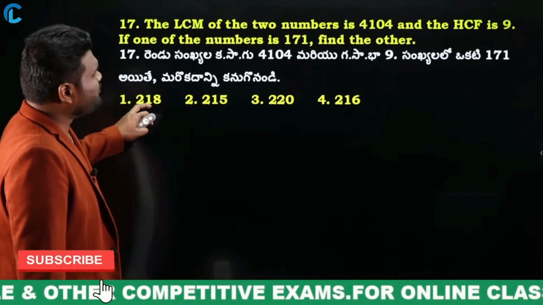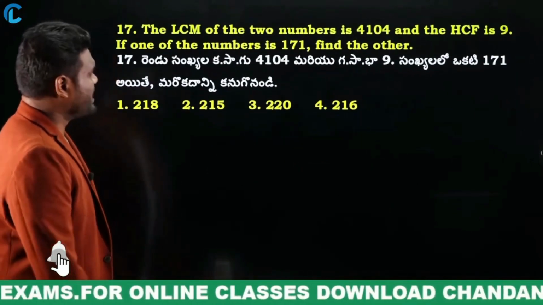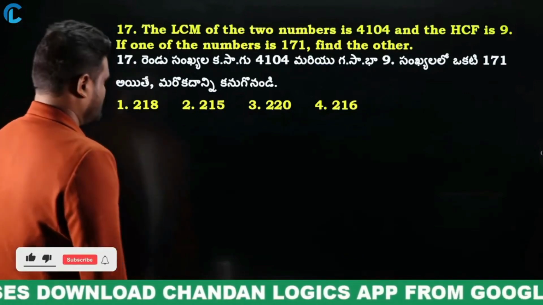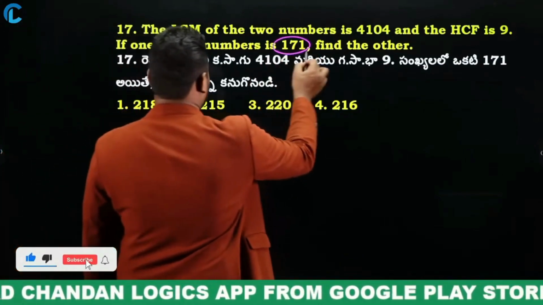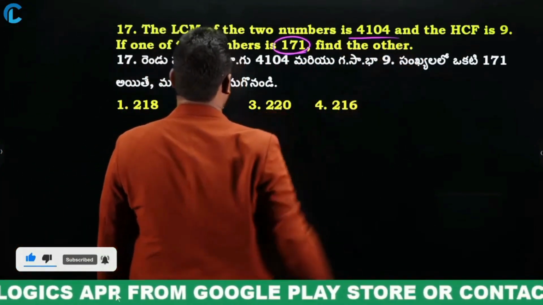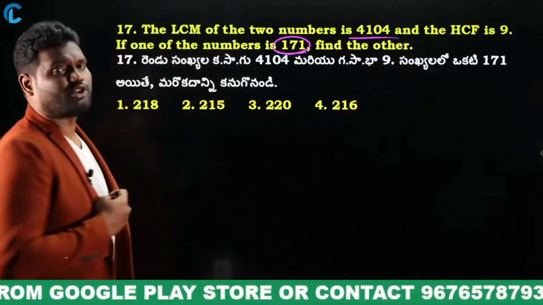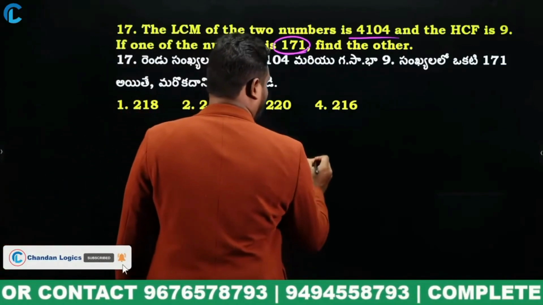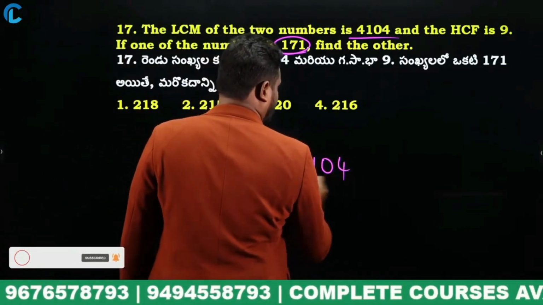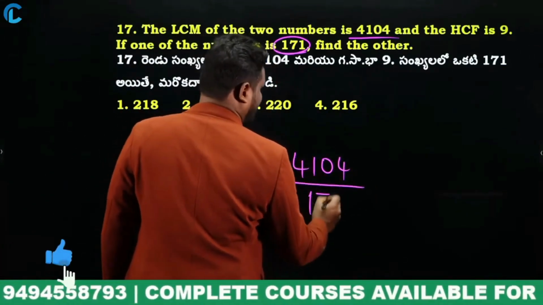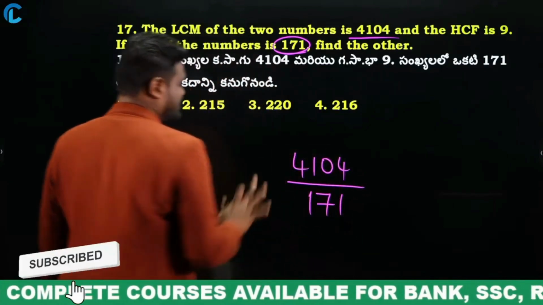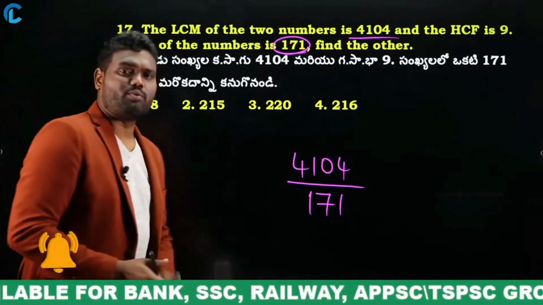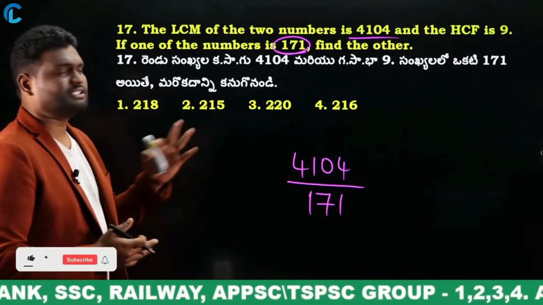Next question. The LCM of two numbers is 4104. HCF is 9. If one of the numbers is 171, find the other number. So one number is given, the LCM and HCF are also given. We are supposed to find the other number. Very simple: 4104 divided by 171, because the LCM of the two numbers is 4104. One number is 171. HCF is 9.